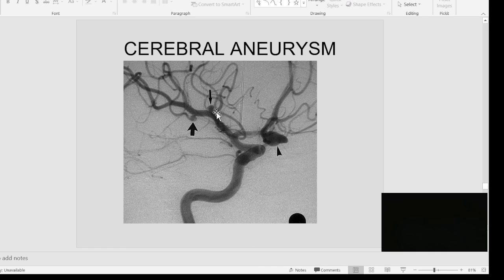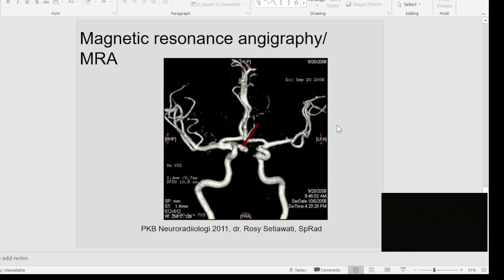So this is a cerebral aneurysm. Kita mo, aneurysm kani balon. Another balloon. It's an aneurysm. Nipis na. This is magnetic resonance angiography. Kana. So this is in your circle of Willis.